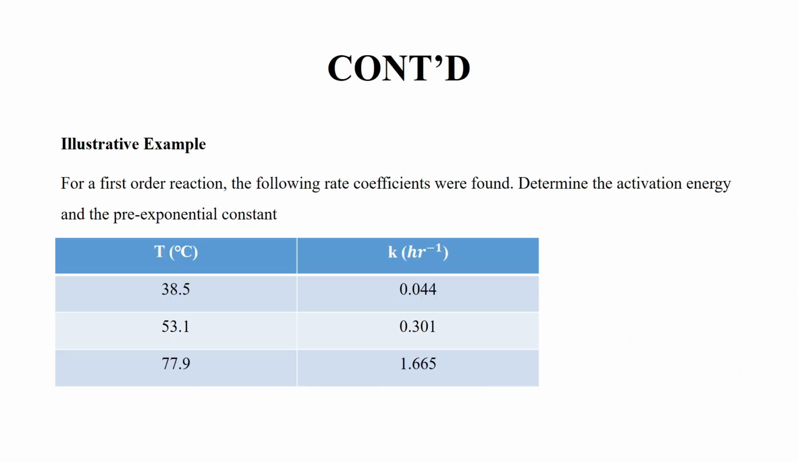Now, let's look at an illustrative example here. For a first order reaction, the following rate coefficients were found. Determine the activation energy and the pre-exponential factor. So we have our temperature and then our K value. Temperature: 38.5, 53.1, 77.9, and then our K is 0.044, 0.301, and 1.665.